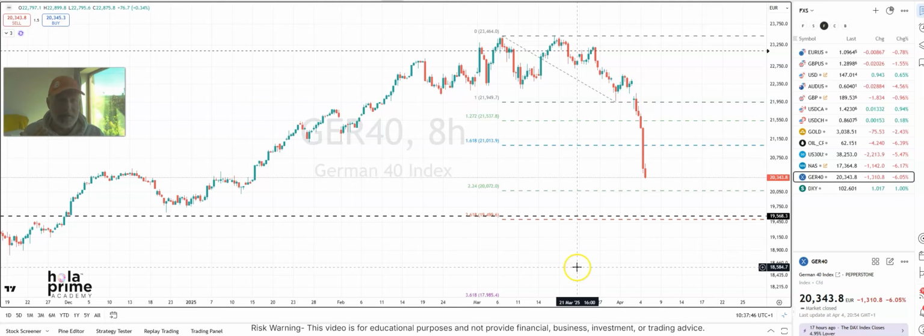With regards to indices, we could now see a period of consolidation going into data releases.